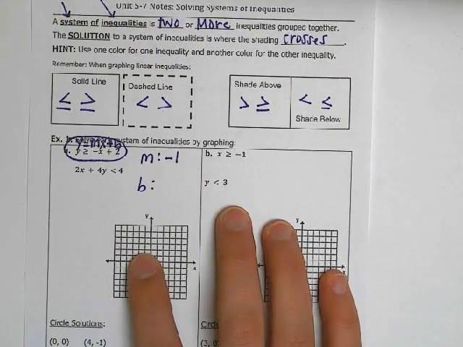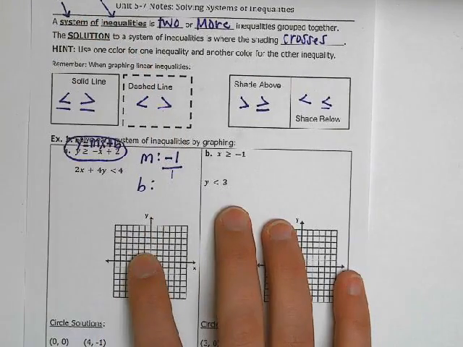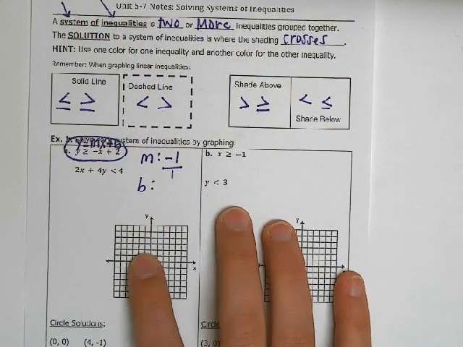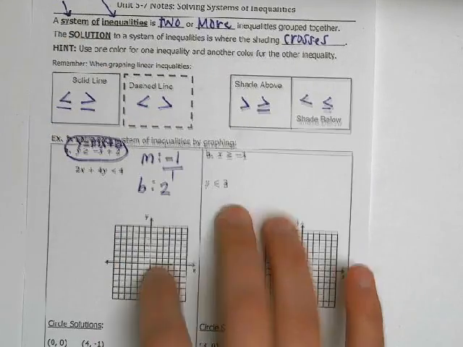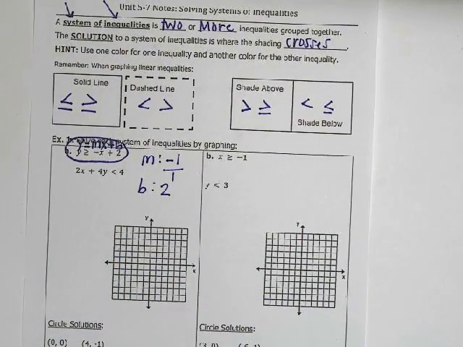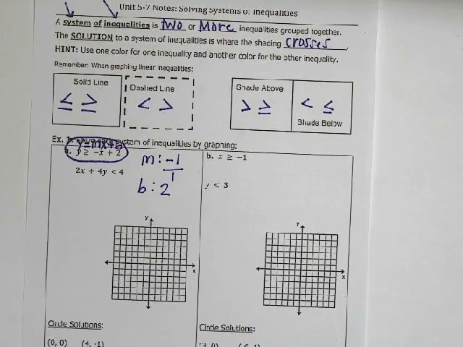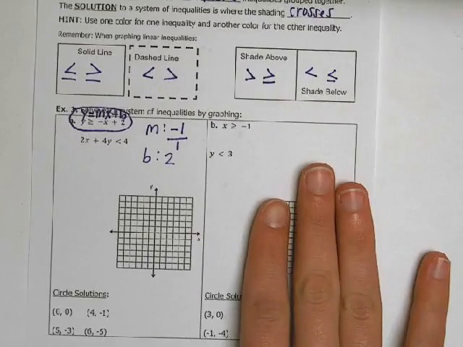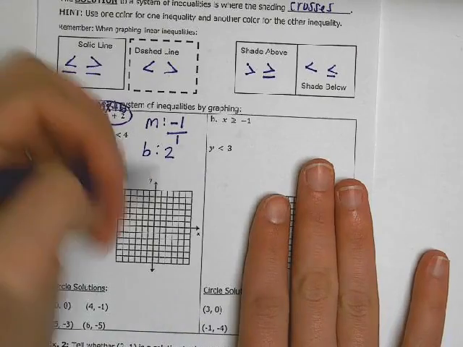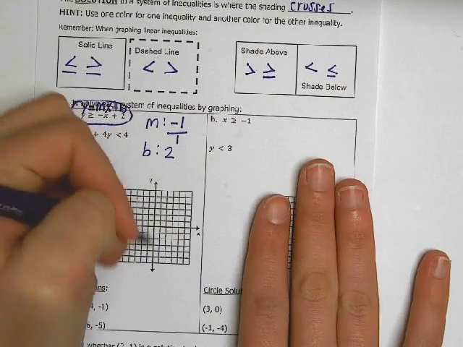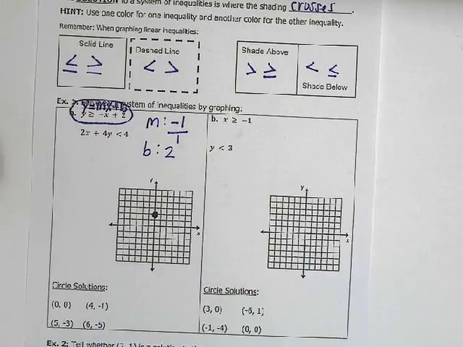Negative 1. But because I'm graphing, how does this have to be written? Negative 1 over 1. It's got to be a fraction. What's my b? 2. What does b stand for? B stands for y-intercept. What does m stand for? Slope. Which one do I start with? The y-intercept, the b, which is 2. So I'm going to go to my y-axis and put a dot on positive 2.